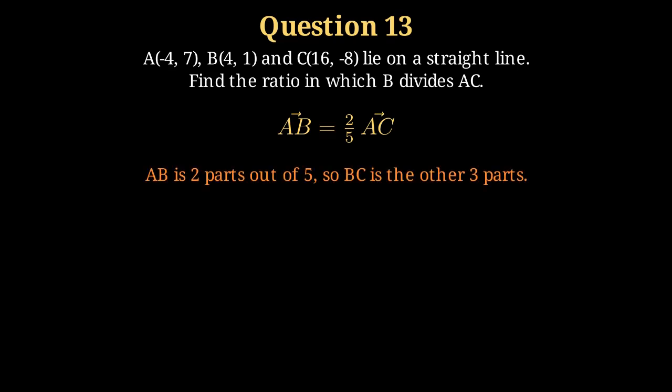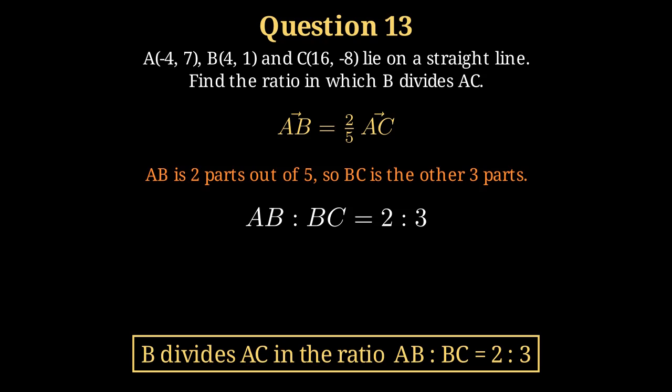If AB is 2/5 of the whole, then AB takes up 2 parts out of 5. That leaves 3 parts for the rest of the journey, from B to C. So the ratio of AB to BC is 2:3. So our answer is that B divides AC in the ratio 2:3.